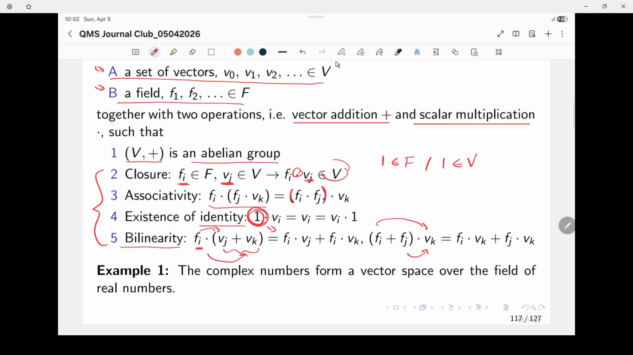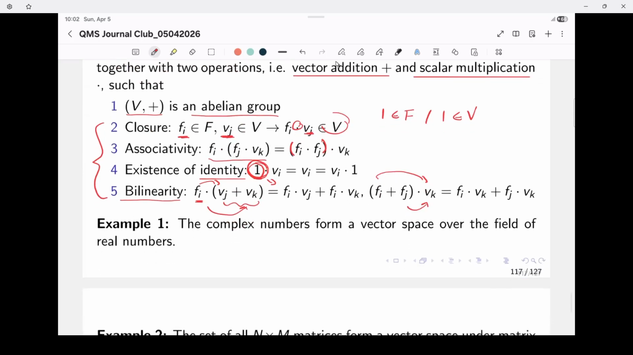So all these, you can draw your examples from what you know about a vector space, real numbers and complex numbers. So complex numbers form a vector space over the field of real numbers. The first example of this.